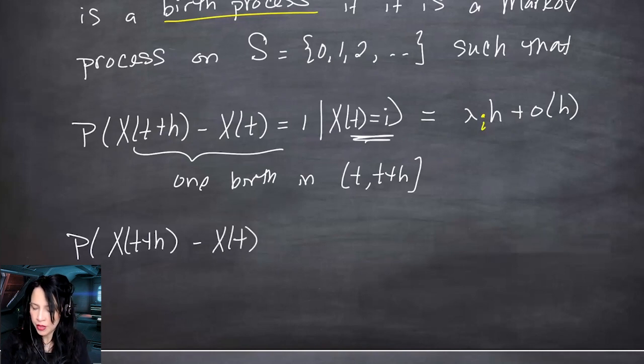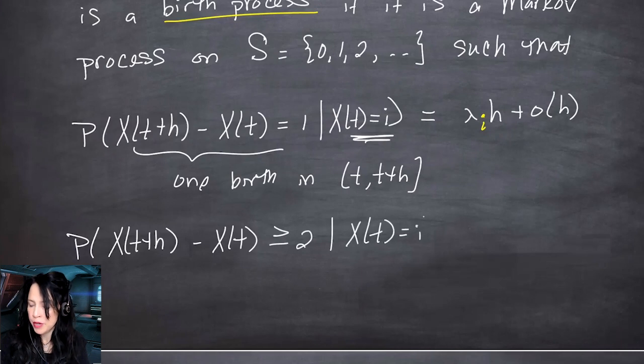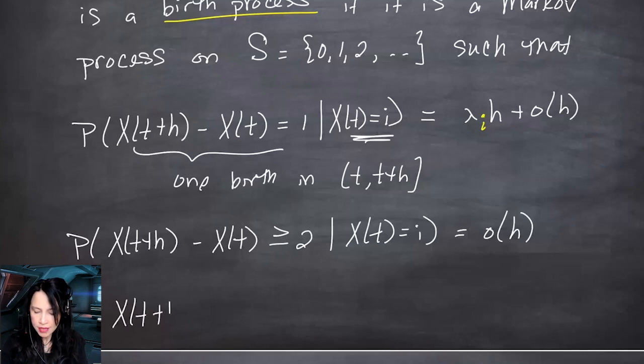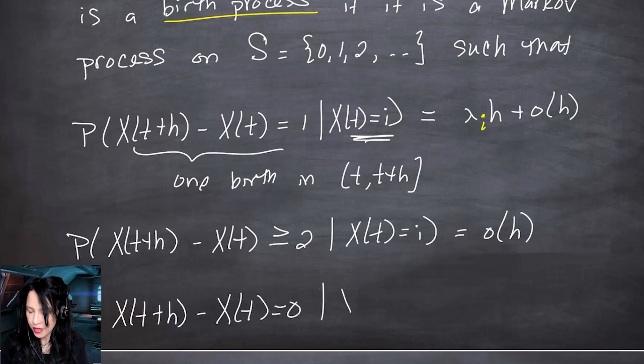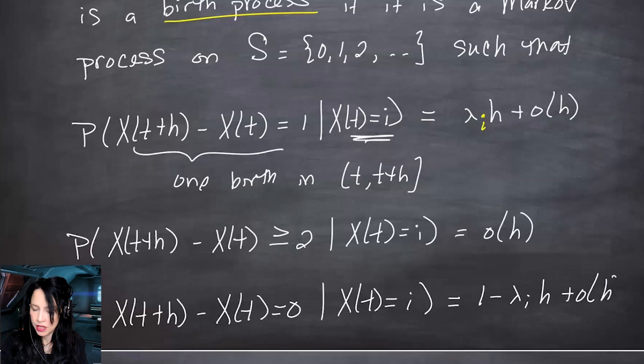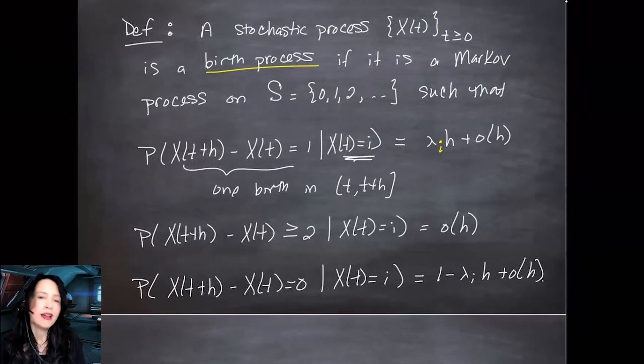And then the rest of the little o stuff looks the same. So the probability of greater than or equal to 2 arrivals, given there's currently I people in the population, that's not going to be allowed to happen with very high probability. It's going to be super negligible. So little o of h. And the remaining probability here is equal to 0, and that should be 1 minus the sum of the other things, which is going to end up being 1 minus lambda I h plus little o of h. So this is how you define a birth process.